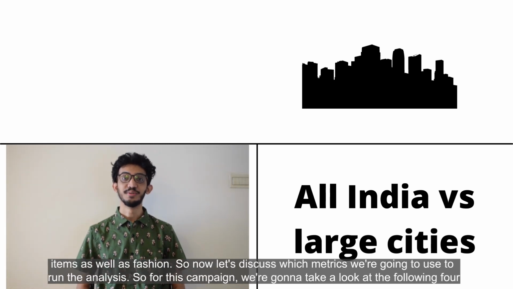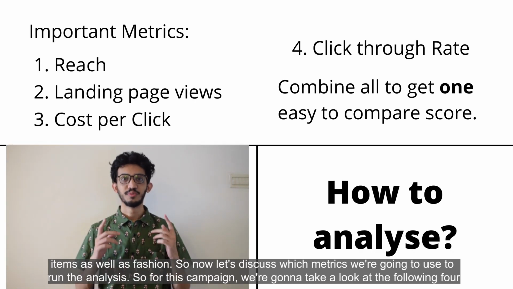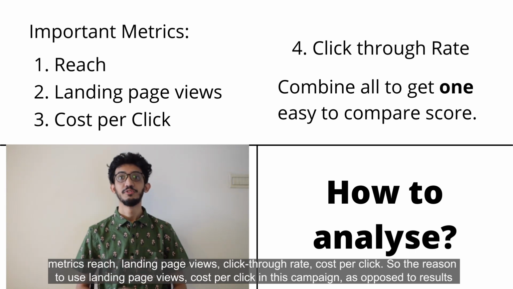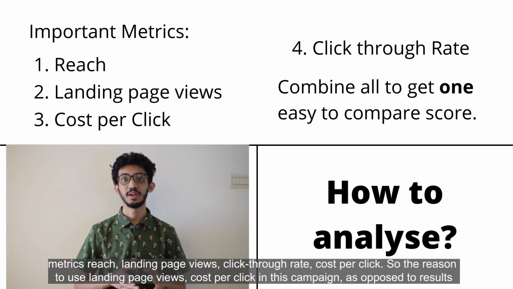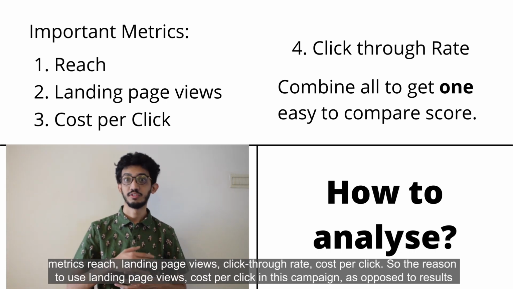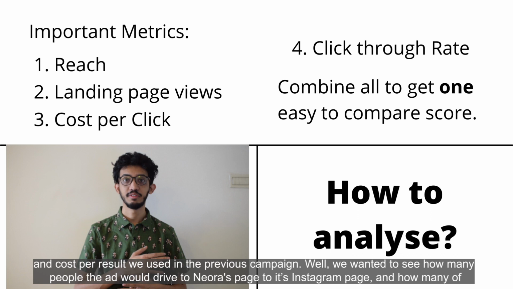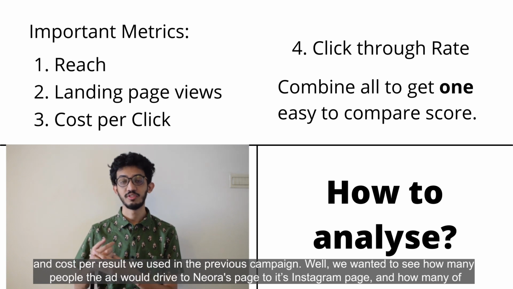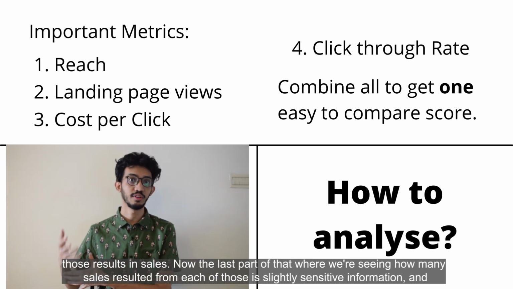Alright, so now let's discuss which metrics we're going to use to run the analysis. For this campaign, we're going to take a look at the following 4 metrics: reach, landing page views, click-through rate, as well as cost per click. The reason to use landing page views and cost per click in this campaign as opposed to results and cost per result that we used in the previous campaign is that we wanted to see how many people the ad would drive to NEORA's Instagram page, and how many of those would result in sales.